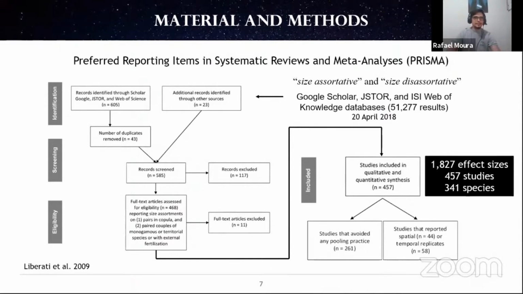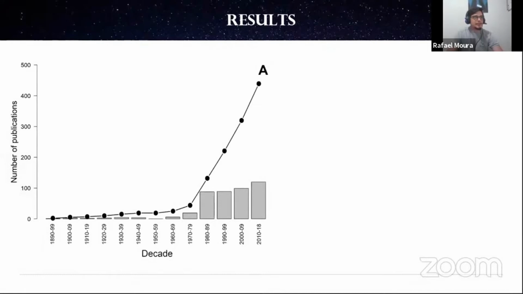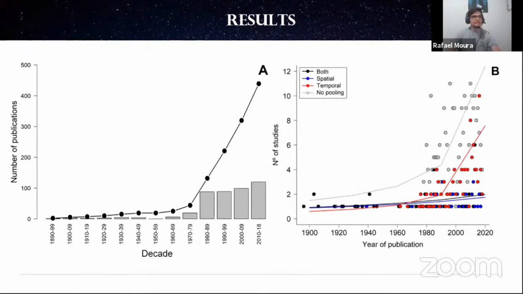1,827 effect sizes from 457 studies using 321 species. So we identified a pattern throughout the decades in which the gray bars represent new studies published in each decade, and the black dots and the lines represent the cumulative number of publications. As you can see, assortative mating is an ongoing field of study which is growing in each decade. When we disentangle the types of pooling practice that we classified as spatial pooling, temporal pooling, or no pooling, and even both pooling practices, we saw a tendency here that most studies publish partners without using any kind of pooling practice. However, the number of studies using the temporal pooling practice has increased.